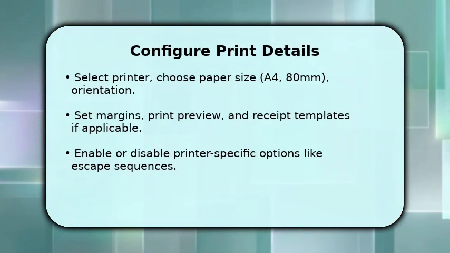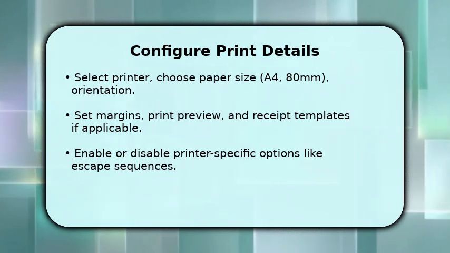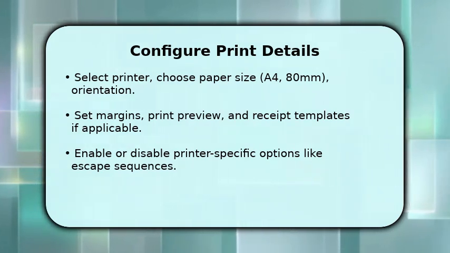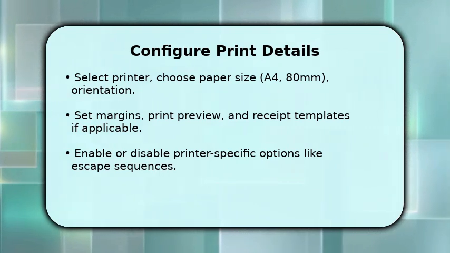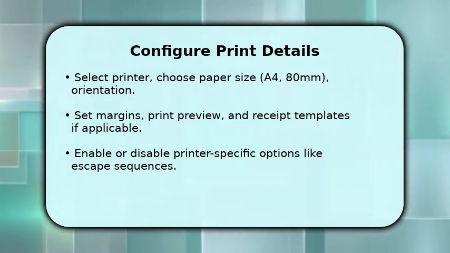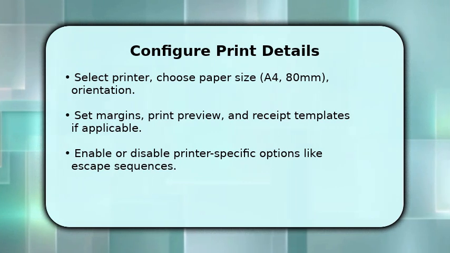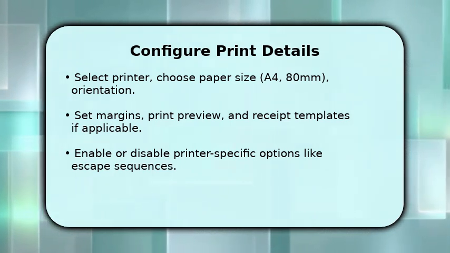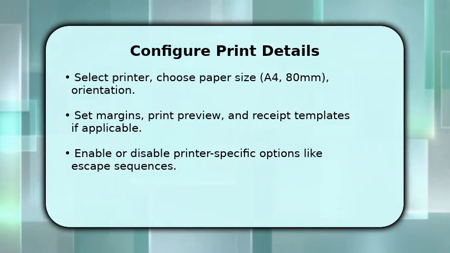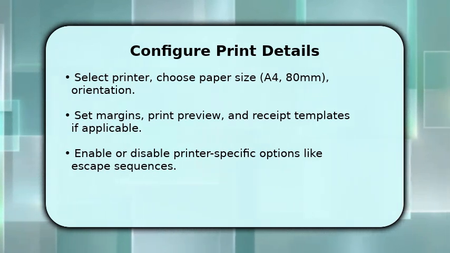You now refine the detailed settings. Pick the exact paper size, for example A4 or 80 mm for receipt printers, and set orientation and margins to match your stationery. Once selected, use the print preview to confirm alignment. This step prevents wasted paper and reprints.